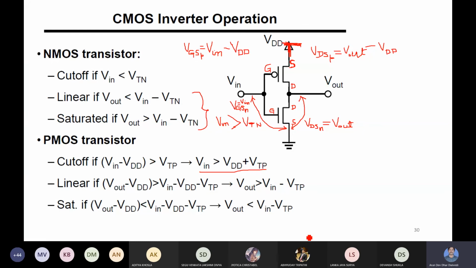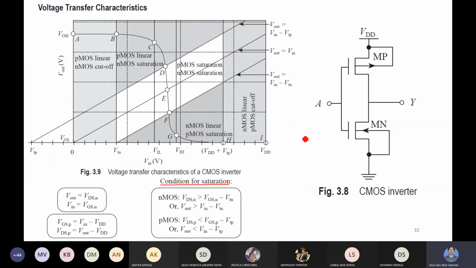So these are the conditions which must be considered, and according to this, this is the VTC plot. We have already seen it, but again repeating, this is the VTC plot. We are able to see that VOH is equal to VDD and VOL is basically 0, and the plot is divided into different parts: A, B, C, D, E, F, G, H.